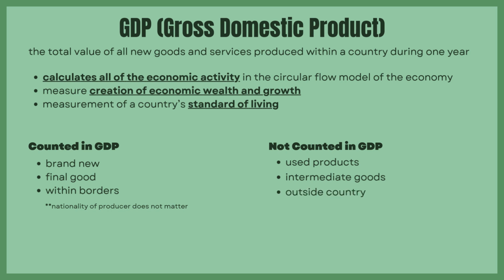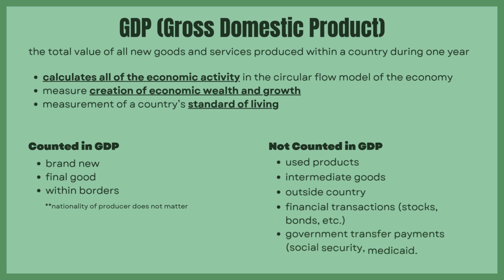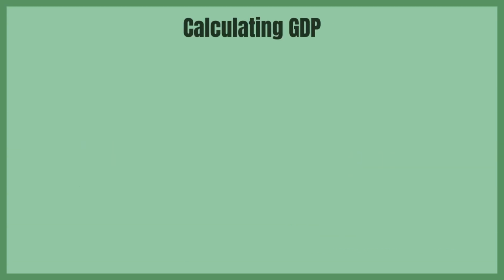Goods made outside the country's borders don't count. Financial transactions like stocks and bonds, and government transfer payments like Social Security don't count because there is no good or service being received. When calculating GDP, there are three methods that all produce the same result.